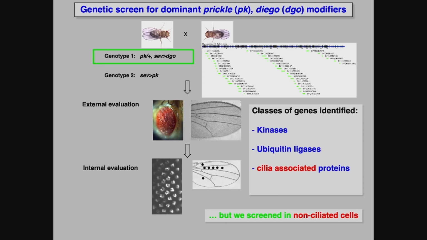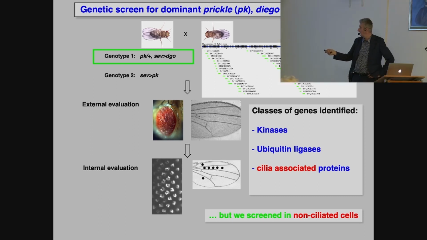So we remove one copy of Prickle, so we have half the dose of Prickle, which is normally sufficient, and we overexpress Diego a little bit, not too much, and then you start seeing phenotypes where PCP in the eye and in the wing is disturbed, and then we can screen the genome by using a combination of deficiencies, then RNAi, shRNA, etc., to narrow it down to individual genes. And so from that screen, we found kinases, ubiquitin ligases, that all make sense. One of the kinases that came from this was, for example, NEK2, that is key in phosphorylating Disheveled, as Vita has very nicely shown biochemically.